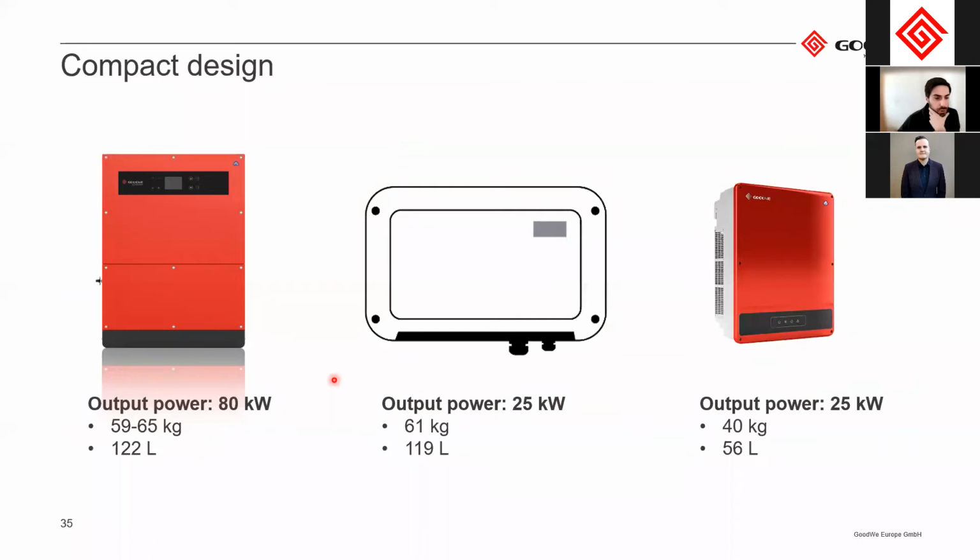Also, our CNI inverters have a very compact design. Here you can see the output power of 80 kilowatt. This is our MT inverter, and it has a weight of roughly 65 kilos. Comparing that to other competitors on the market, you see that if you have this weight, you get much less AC output power. And if you compare the AC output power of this one with one of ours, it would be the SMT, and then you see that our SMT is much lighter and almost half the size.